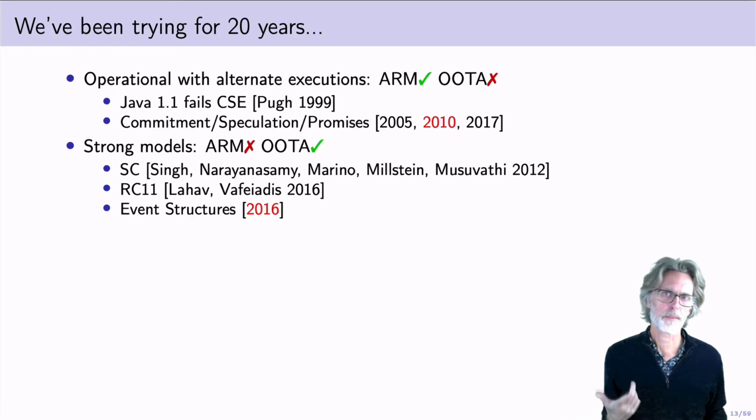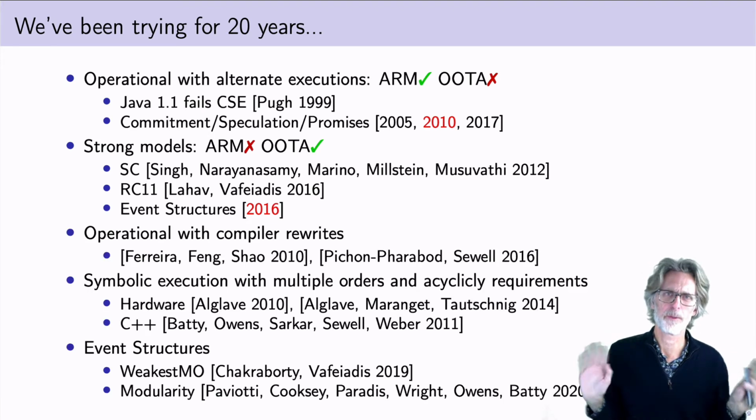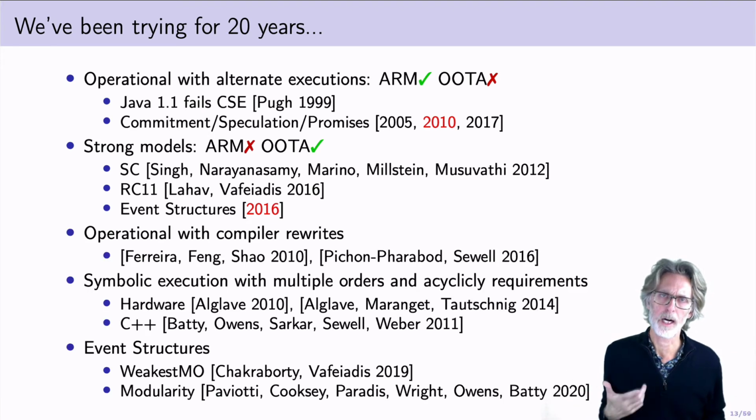The study of relaxed memory models began in earnest when Pugh noticed that common subexpression elimination failed for Java, and that created a bunch of operational models which are more or less weak in the sense that they allow UDA4 and UDA5, but they compile efficiently. And there's also been a development of a bunch of strong models that have the reverse problem. And this includes models from us developed in 2010 and 2016. But there's also been a lot of work. This problem's been around for a while.